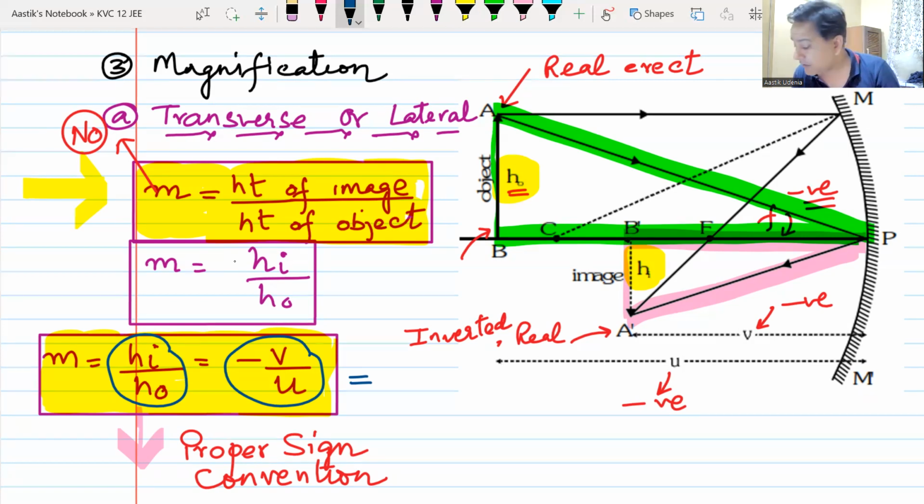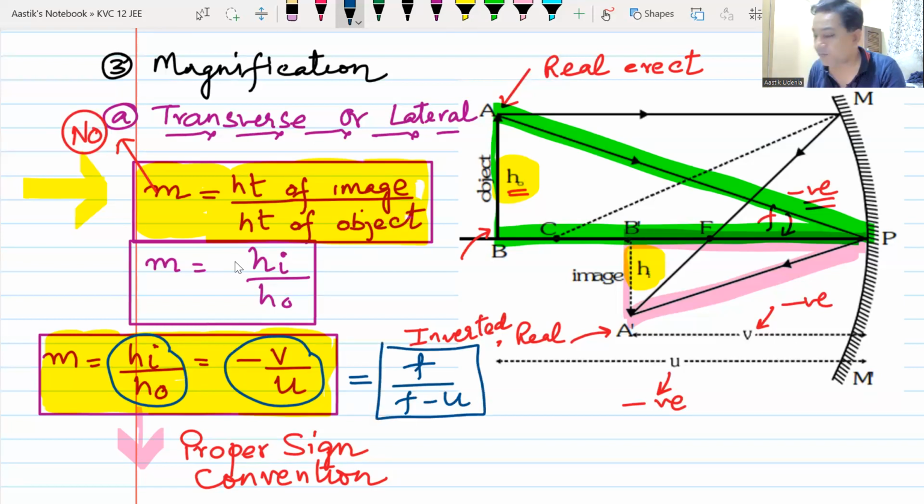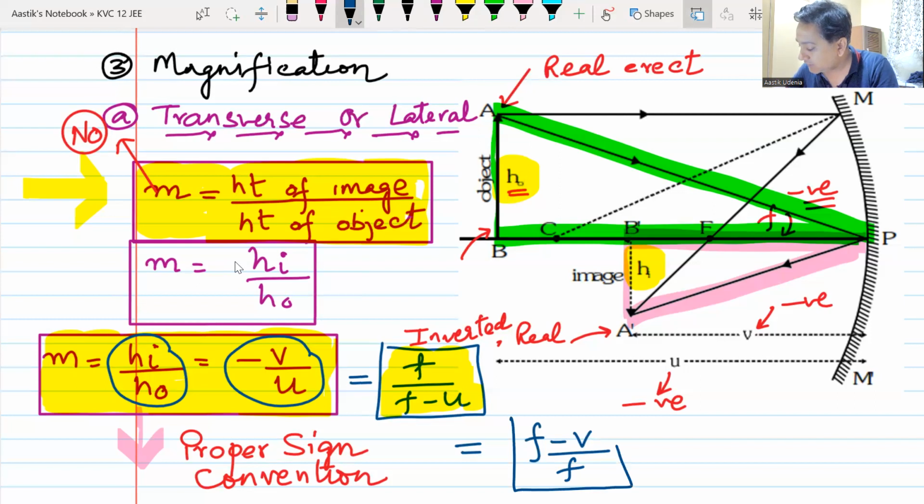If you don't want to find the value of V first, you can straight away apply this formula, F upon F minus U. This formula is the same as the formula that we had done. The only difference here is that, instead of a relation between V and U, it is given in terms of U and F. Similarly, I can write this in terms of V and F, and in terms of V and F, the formula looks like this. So all these are one and the same thing.